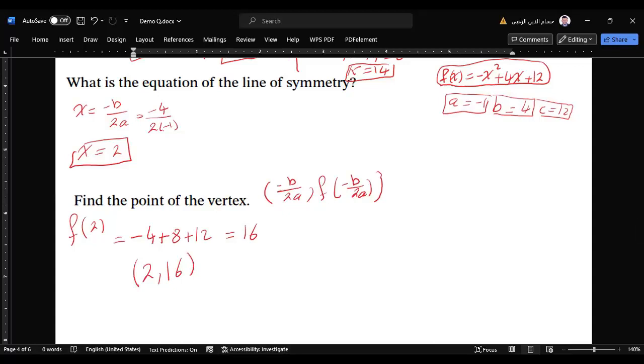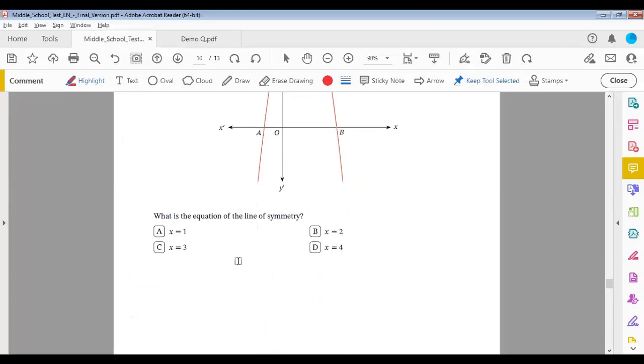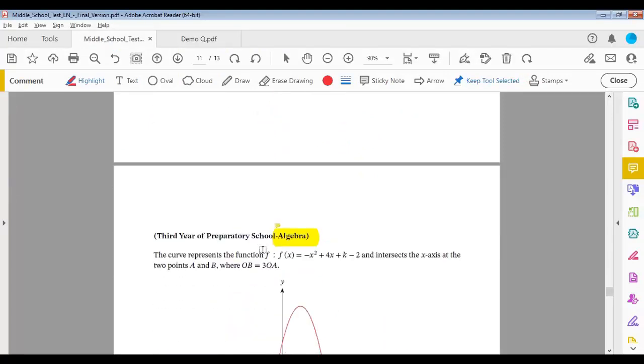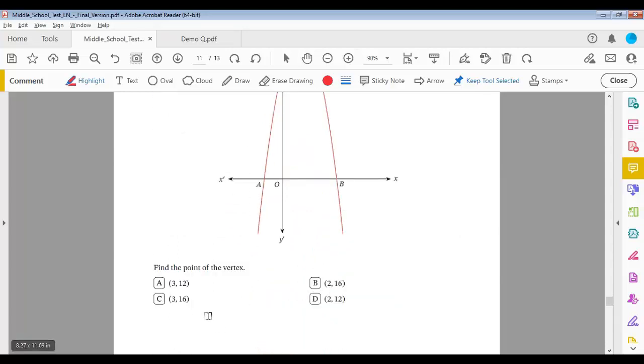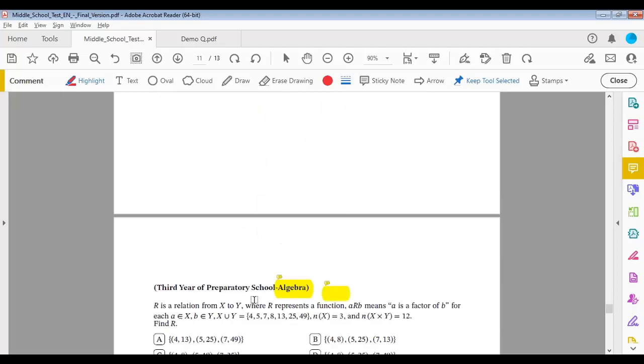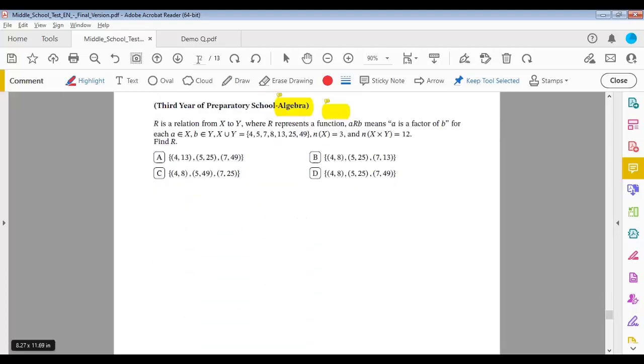So here we get the axis of symmetry, x equals 2. The line of symmetry is x equals 2, and the vertex of the function is (2, 16). So let's try the next question.